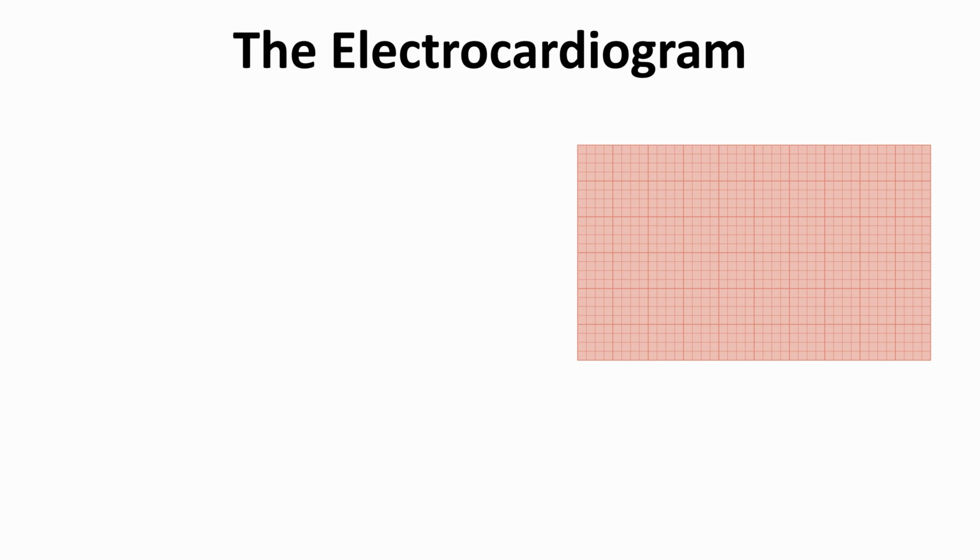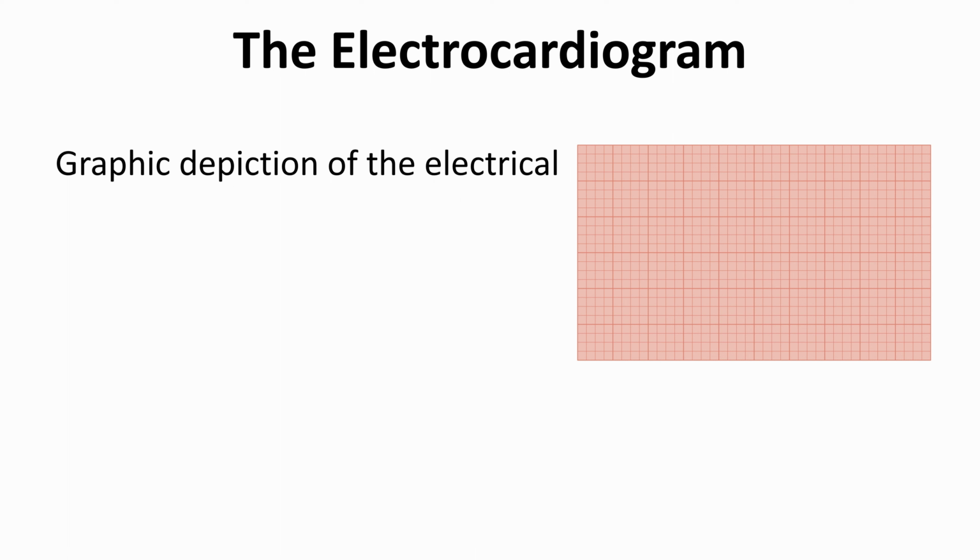So we will start with the first subject, which is the electrocardiogram. From its name, ECG or electrocardiogram, we can say that the electrocardiogram provides a graphic depiction of the electrical forces generated by the heart. And the ECG graph appears as a series of deflections and waves produced by each cardiac cycle.